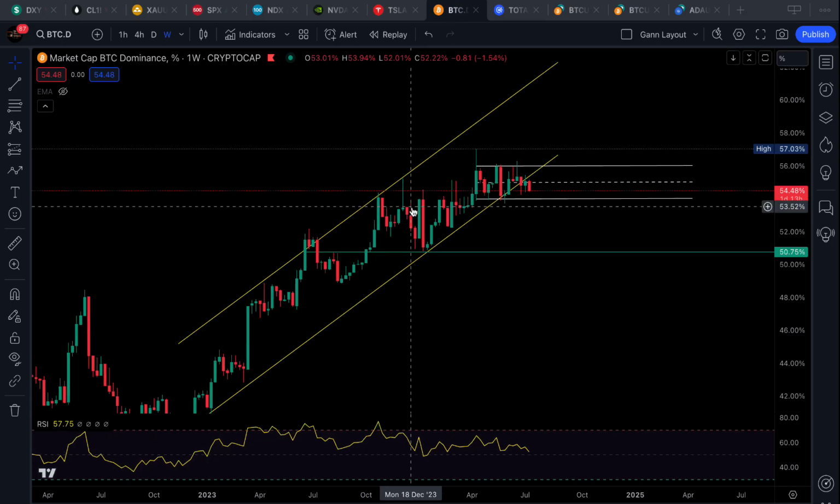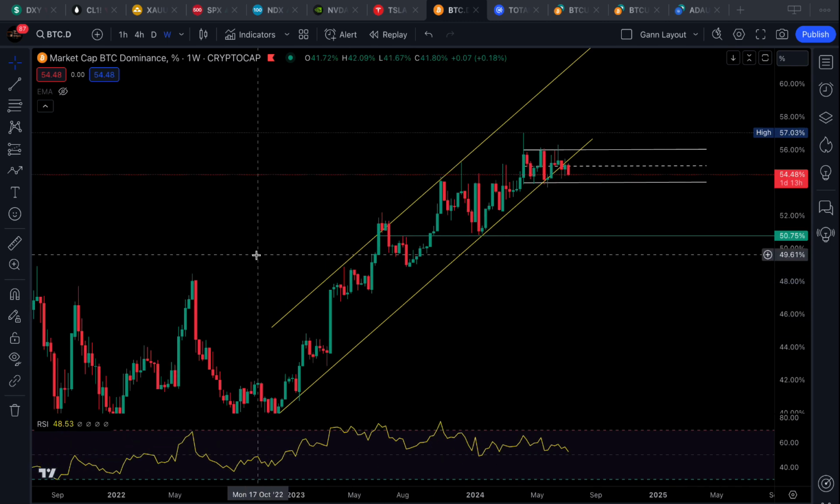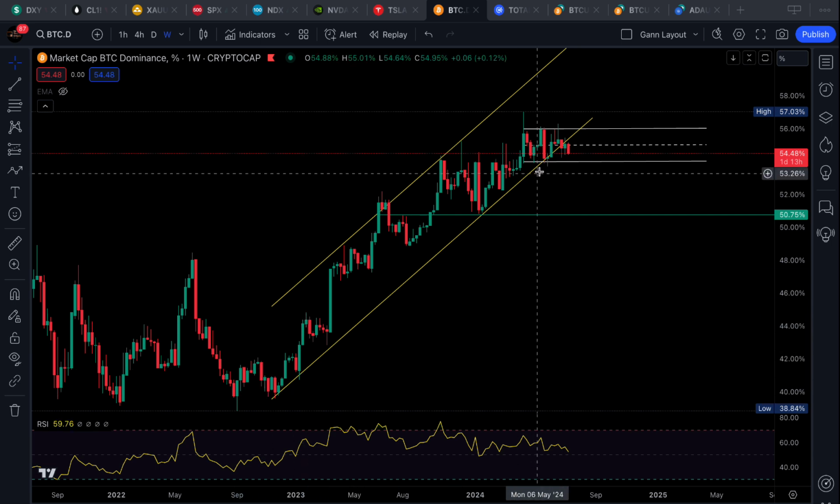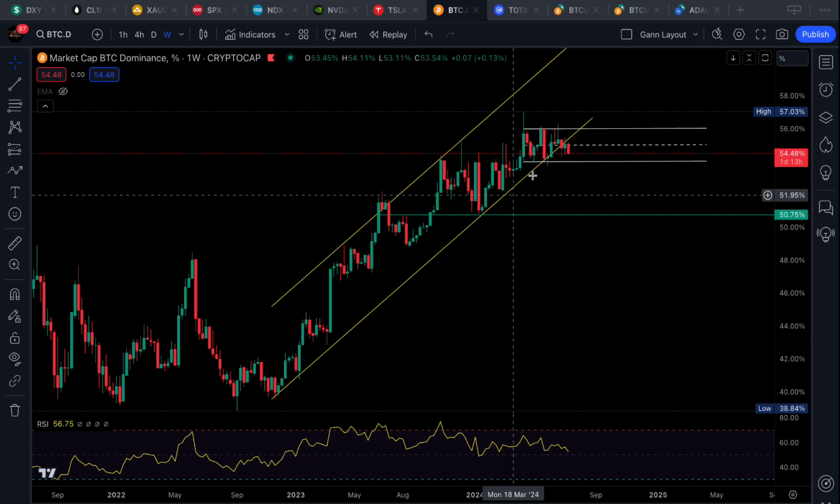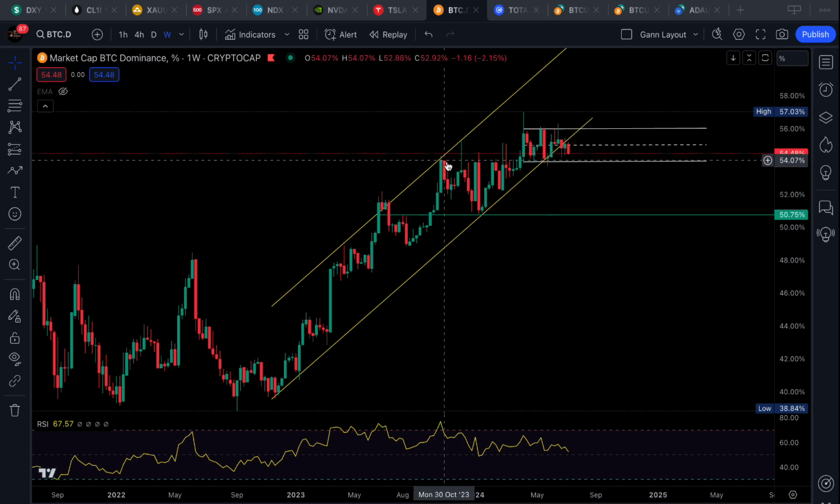Now let's go back to crypto land. Crypto land, Bitcoin dominance. Bitcoin dominance has been going up since November of 2022. It looks as if it is losing this upward sloping channel, but it's not confirmed yet, okay?